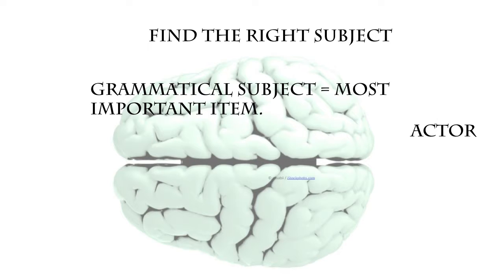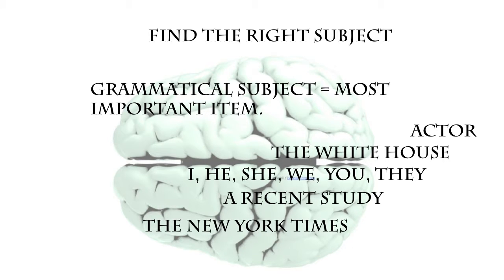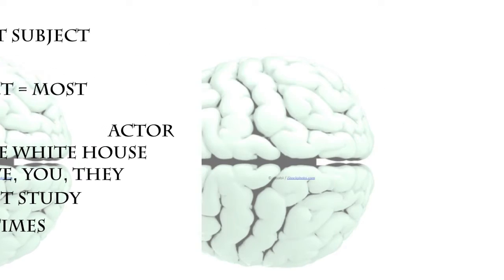English is a subject-verb-object ordered language, so your subject should ideally be an actor. Actors include people's names, pronouns like I, he, she, we, you, and they. In addition, company names, collectives of actors, or even objects that people produced can all be actors or grammatical subjects.